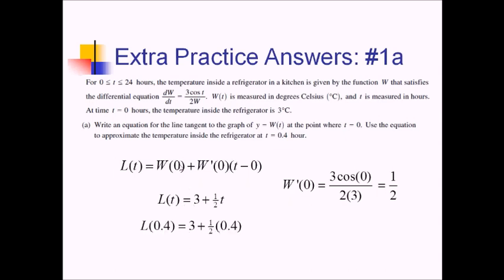So I can just plug 0.4 into this function I just wrote here. Now, since I'm plugging it into the L function, I can write equals. If I wanted to write this as a W of 0.4, I would need to write approximately equals, because this is an approximation. 3 plus half of 0.4, that's 3 plus 0.2, comes out to 3.2 degrees Celsius.